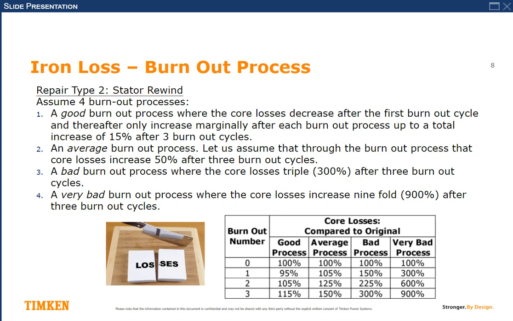Let's look at the average burnout process where we will take that after 3 rewinds, the core losses actually increase by 50% over these 3 rewinds. Then we look at a bad burnout process where the core losses tripled. Now that's insane. 3 times the amount of core losses after 3 burnouts. And then a really bad process, which hopefully we will never see, is where the core losses actually increase ninefold. And we'll take these losses and plug them into the designs of these machines and see what happens. What is the influence on the machine performance?